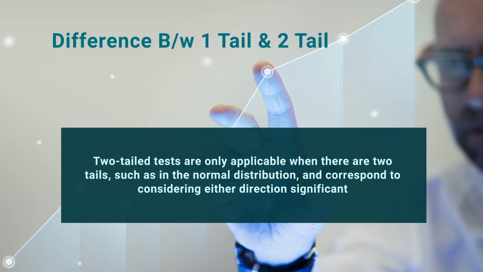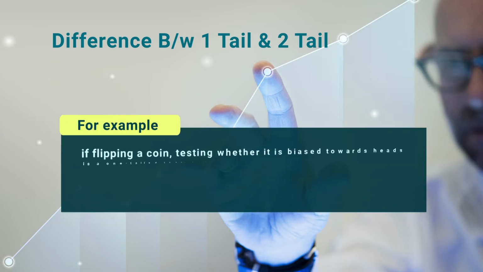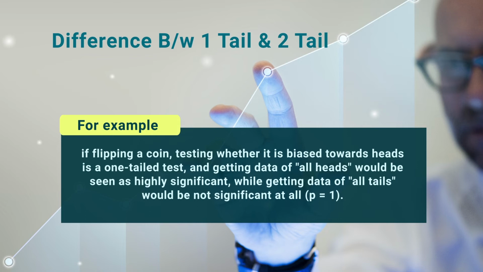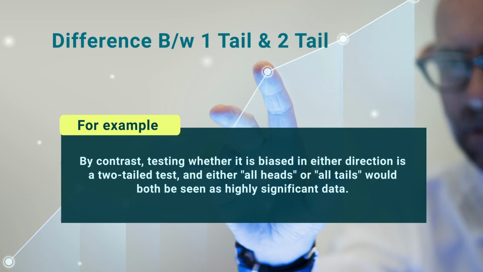So two-tailed tests are only applicable when there are two tails, such as in the normal distribution, and correspond to considering either direction significant. If flipping a coin, testing whether it is biased towards heads is a one-tailed test, and getting data of all heads would be seen as highly significant, while getting data of all tails would not be significant at all, p equals 1. By contrast, testing whether it is biased in either direction is a two-tailed test, and either all heads or all tails would be seen as highly significant data.